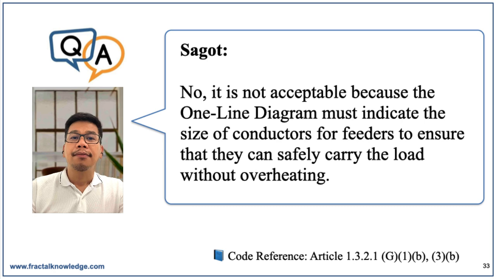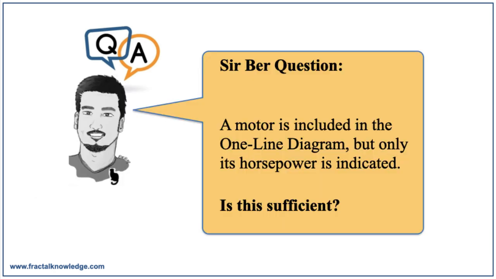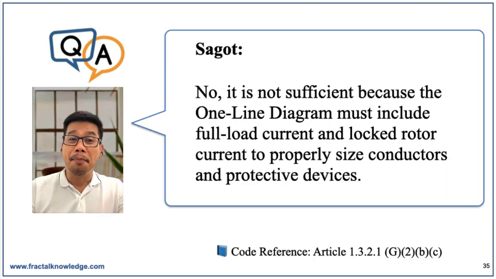Okay? So another question. Sir, a motor is included in one-line diagram but only its horsepower is indicated. Is this sufficient information? The answer is, based on code, no. It is not sufficient because the one-line diagram must include full load current and lock rotor current to properly size conductors and protective devices.